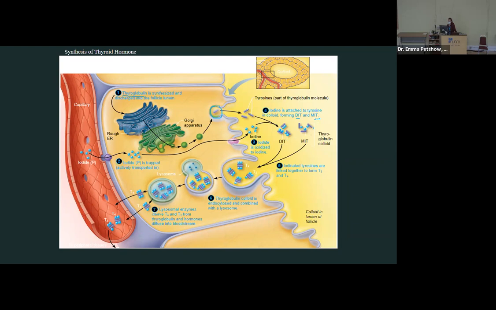1 and 2, right? You can see it here. 1 iodine, 2 iodine. From there, these iodinated tyrosines are linked together to form either T3 or T4. So MIT plus DIT gives you T3, DIT plus DIT gives you T4.